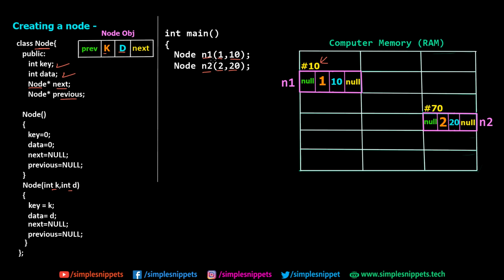It's not contiguous, right? Memory can be allocated anywhere. So this memory address is 70. Then we have key as 2 and data as 20. Okay, so this is what is happening so far. Now this is still not a doubly linked list. We have just created the nodes.